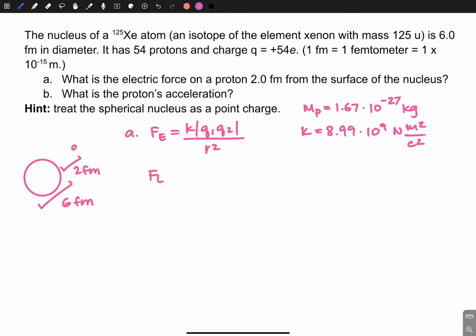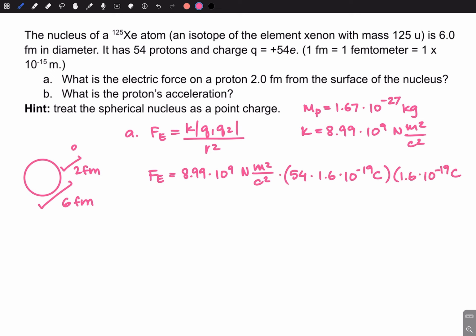So, force electric equals 8.99 times 10 to the power 9 newton meter squared over coulomb squared times the charge of the entire nucleus, and that is 54 times the charge of a proton, that's 1.6 times 10 to the power negative 19 coulombs, times Q2. Now Q2 is the proton itself, so 1.6 times 10 to the power negative 19 coulombs, this whole thing divided by r squared.